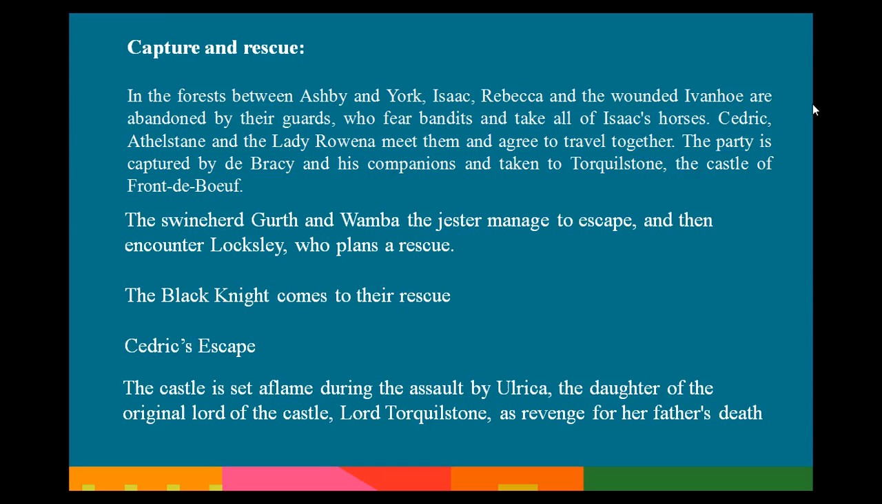He comes out, and he informs the besiegers, that means Locksley and Black Knight and their companions, about the strategy and the strength of the troops of Frondibus, who owns this castle of Torquil Stone. The castle is set aflame during the assault by Ulrica, the daughter of the original lord of the castle, Lord Torquil Stone, as revenge for her father's death. Now, the besiegers, Black Knight, Locksley, and all his companions, storm the castle. During this attack, Ulrica sets the whole castle aflame, sets it on fire, because she wants to take revenge upon these Norman knights for her father's death.